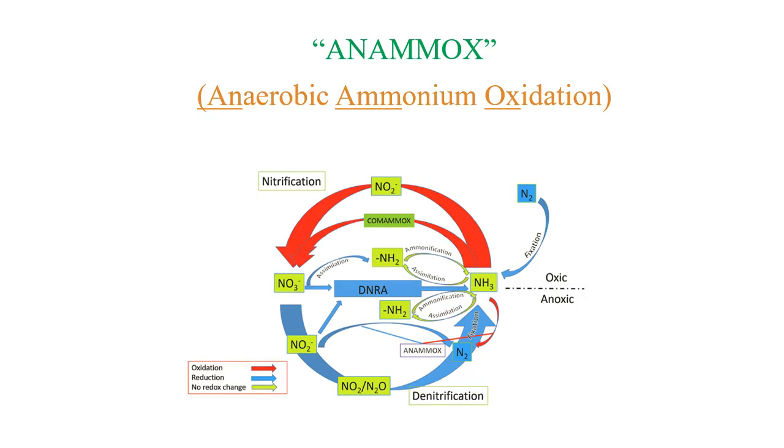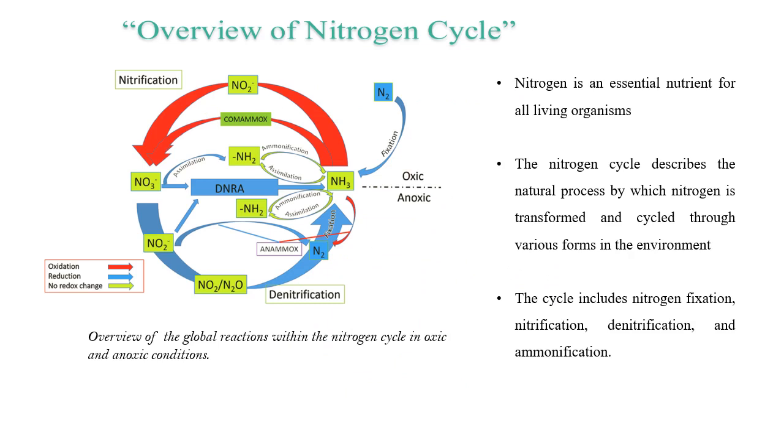Today in this video we are going to talk about Anammox, that is anaerobic ammonium oxidation. We are going to see its origin, how it plays an important role in the nitrogen cycle, its application in industrial purposes, and its actual metabolism process. So let's start. Before starting the process, let's take an overview of the nitrogen cycle.